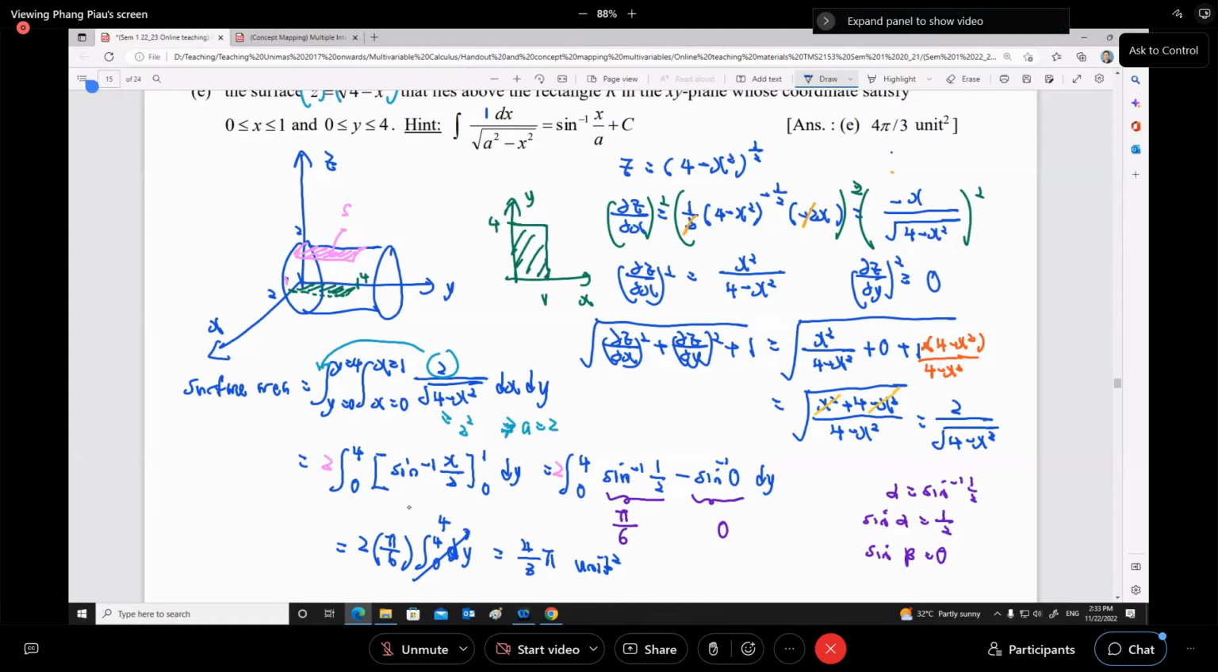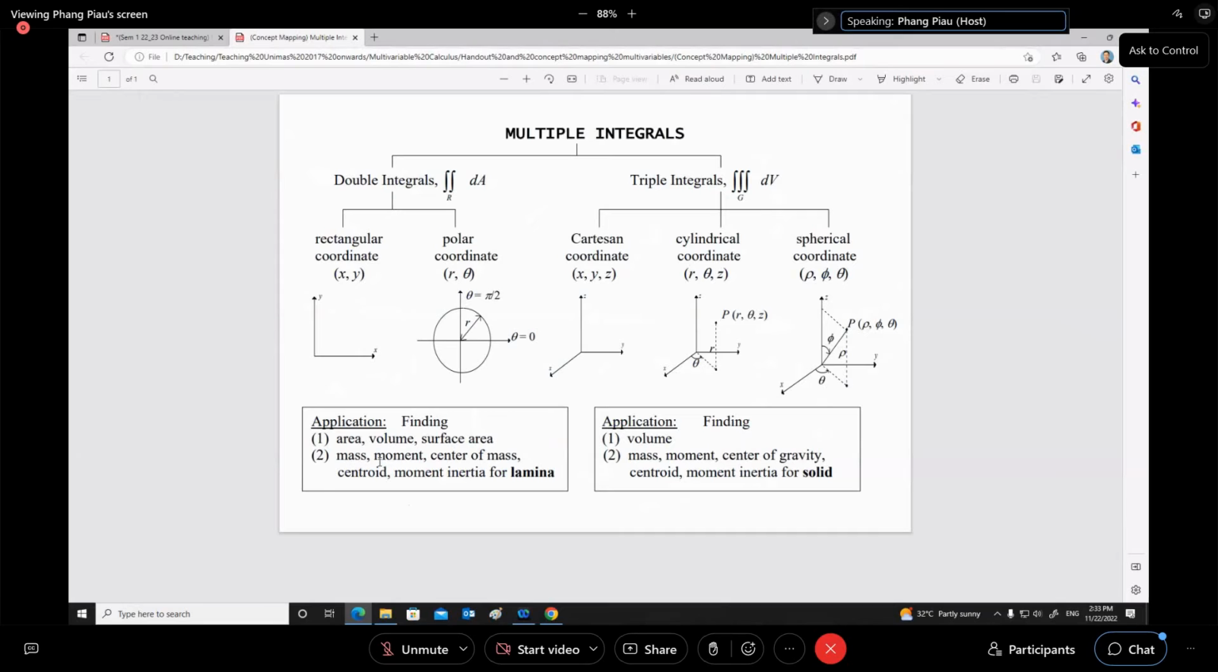Okay, so this is the last example for double integral. We will not go to the rest, like mass, volume, center of mass or centroid and everything, because they are more engineering. We are just focused on the first interpretation for our double integral, as well as later on for the triple integral, we just focus on volume. The rest, we are not going to go for that.